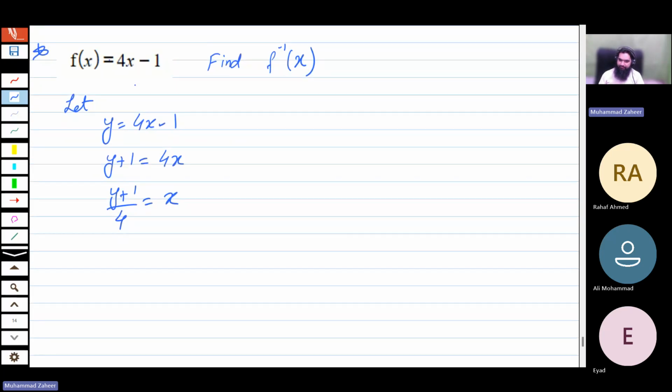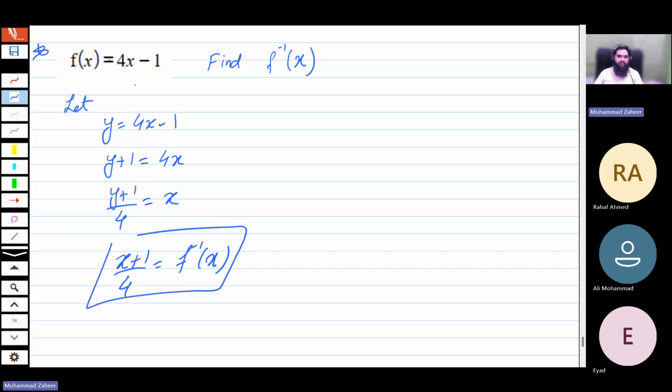All right, next, change y with x and x with the inverse function, which will be f inverse of x. Yes, anyone have a doubt how to make any variable the subject? Anyone?